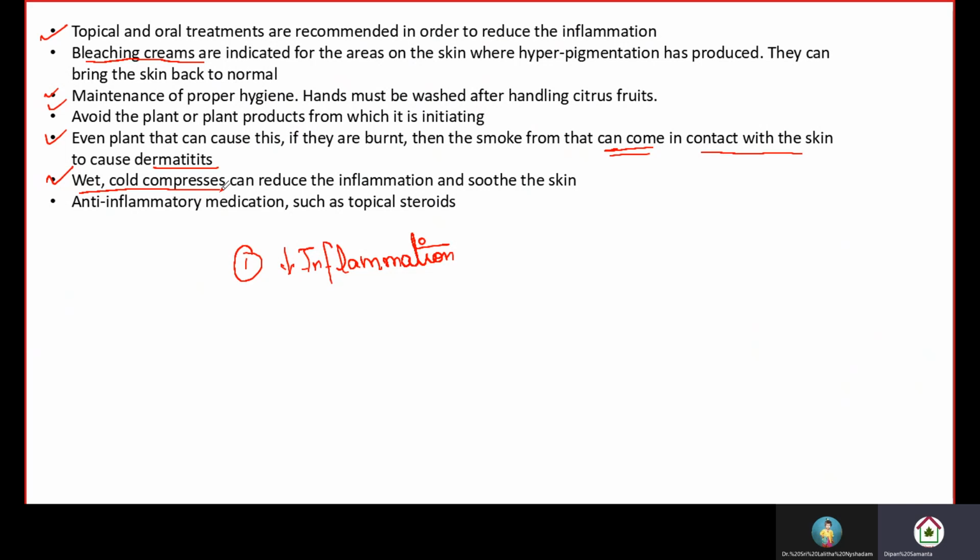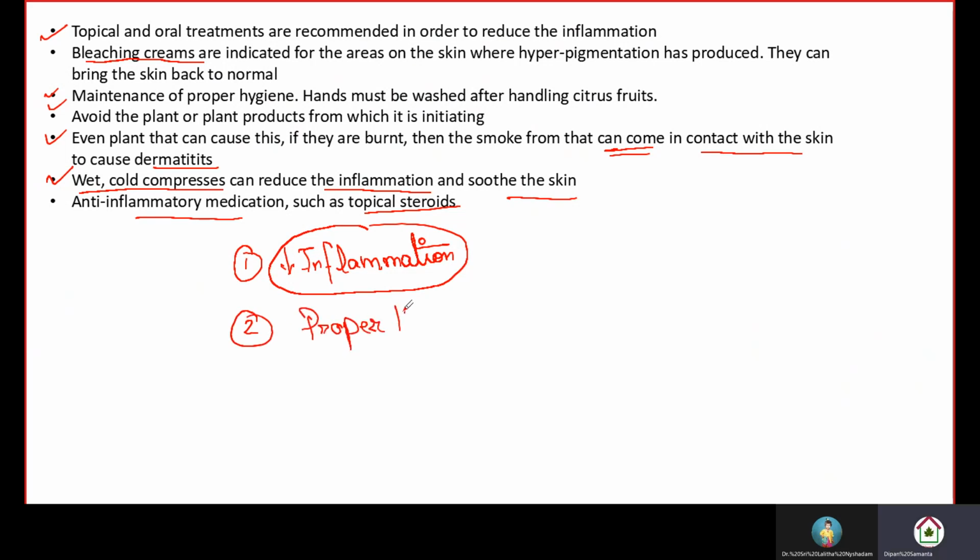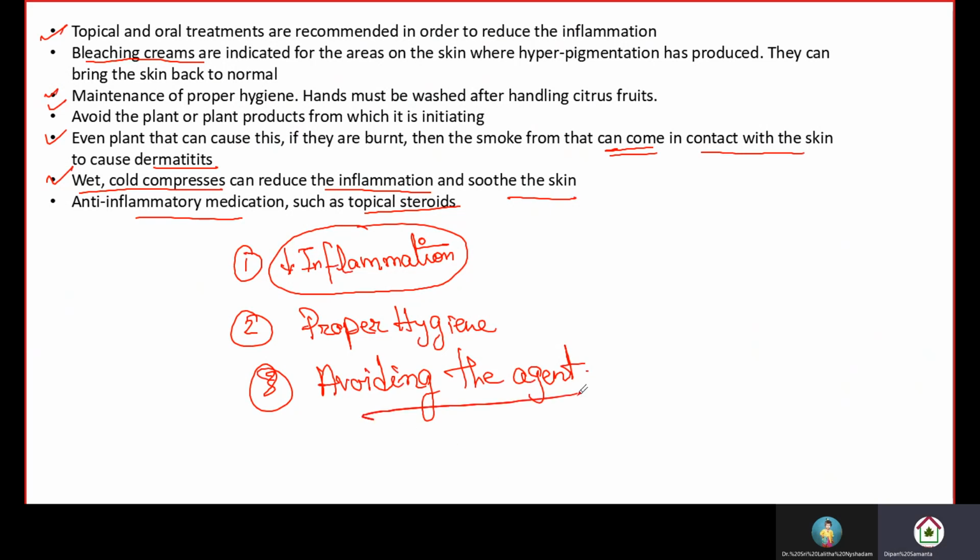Okay, so wet cold compress can reduce the inflammation and soothe the skin. Anti-inflammatory medications like steroids can be given. So the main theme of treatment is inflammation reduction. Another very important thing is proper hygiene, meaning washing the hands, and avoiding the fruit or plant product, avoiding this agent. Okay, agent. So this is very important.